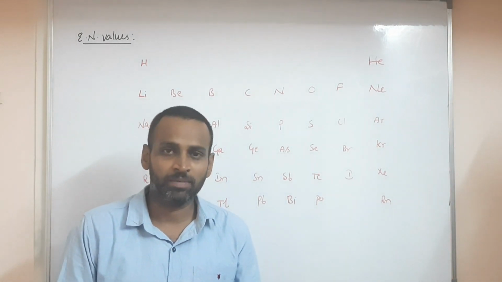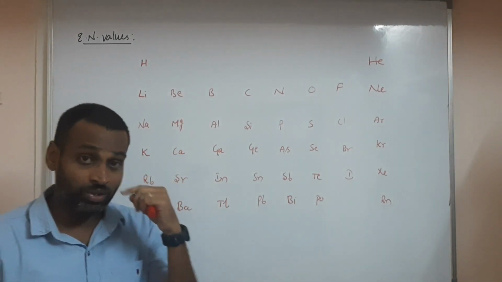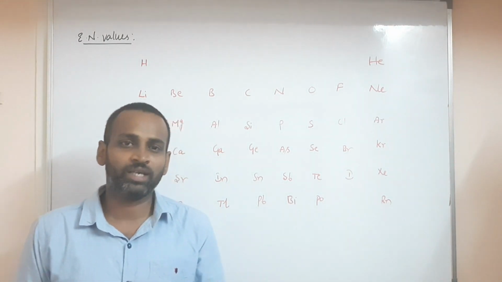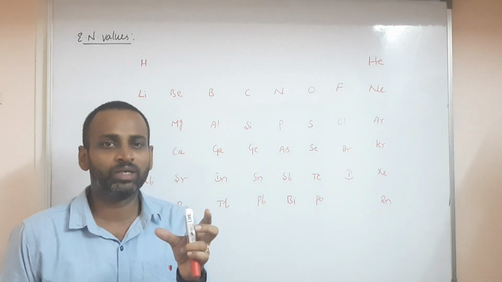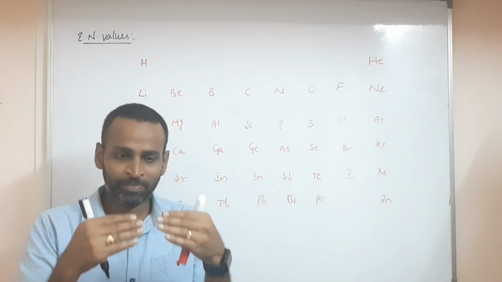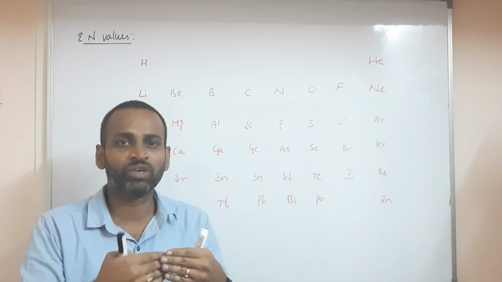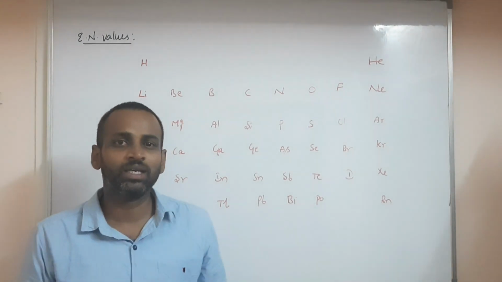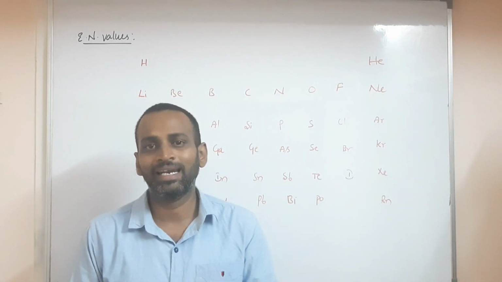Now we will discuss electronegativity values, which are very important to understand the chemical bonding chapter. If you know electronegativity values, you can understand the nature of a chemical bond by using the electronegativity difference between two atoms. Two atoms will combine and form a chemical bond. What kind of chemical bond that is, we can say if we know the difference in electronegativity.